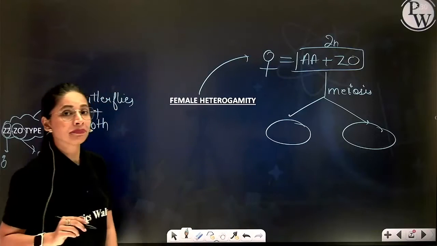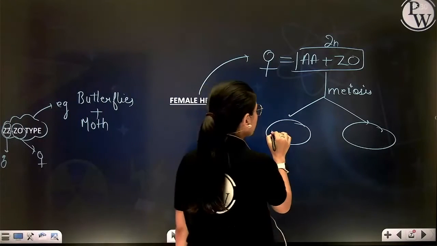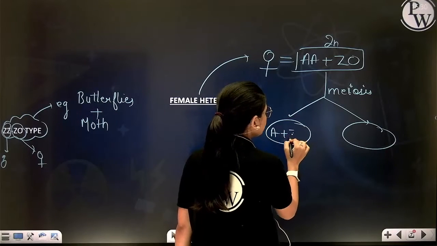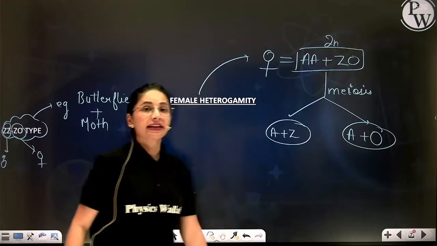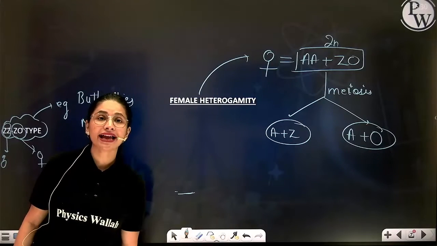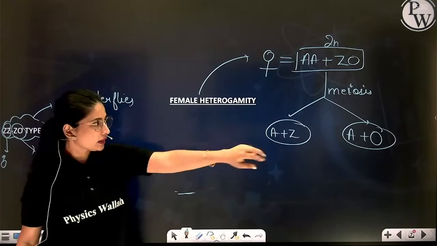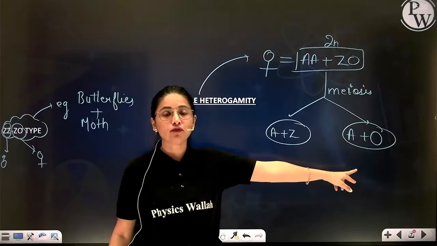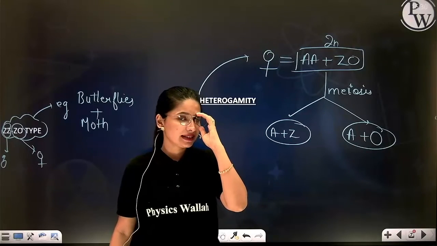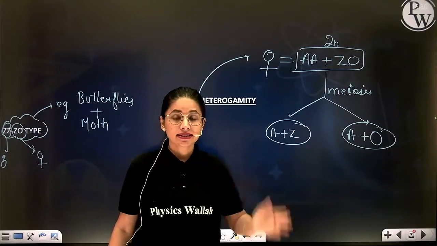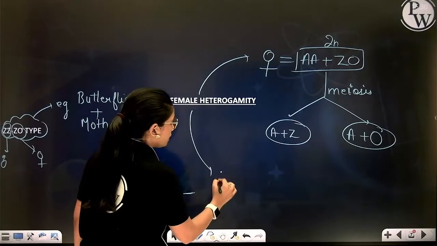Can you name them? What will be the two types of gametes produced here? Any confusion? One gamete will have the sex chromosome along with autosomes, and the second type of gamete will only have autosomes but no sex chromosome. So yes, this is known as the ZO type.